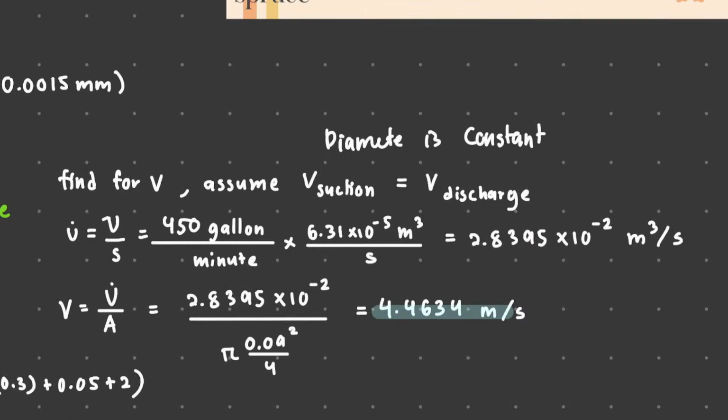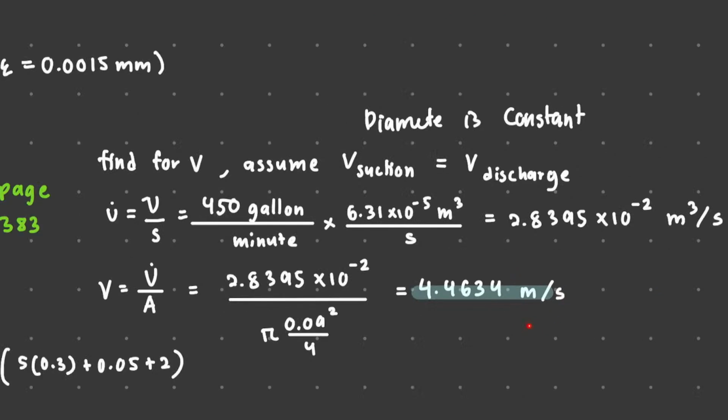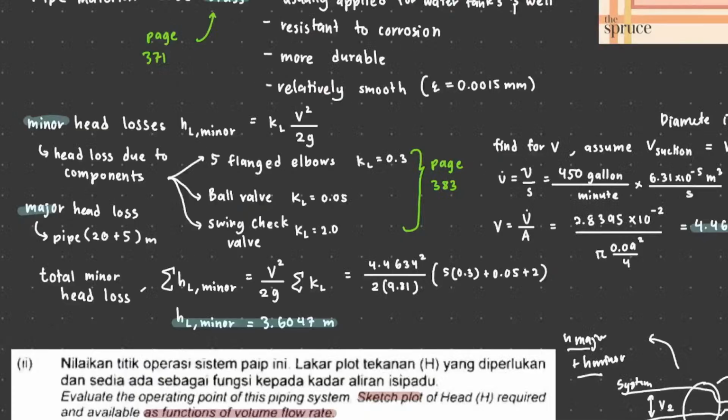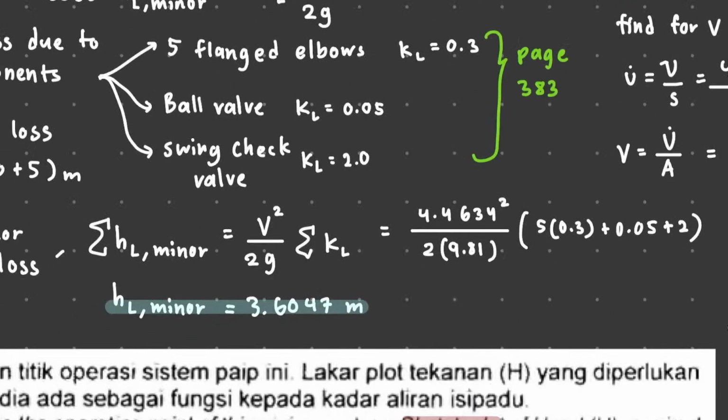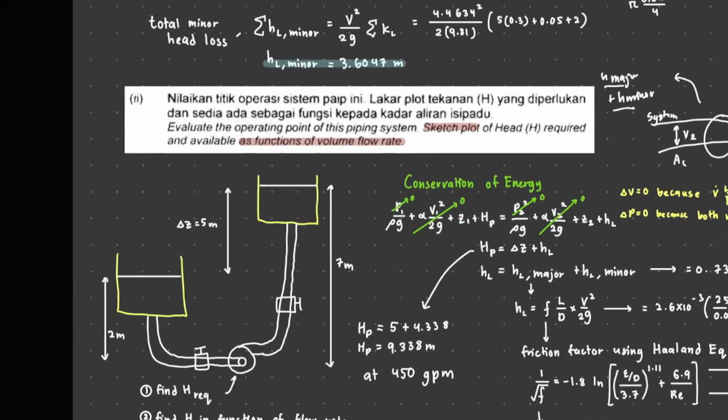Okay, so after all that calculating, in the end you get 4.4634 millimeters per second, and then you put into the equation, you will get 3.6. Okay, so that is the minor loss.